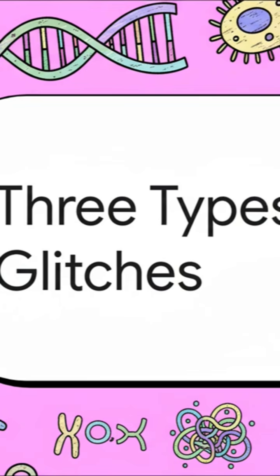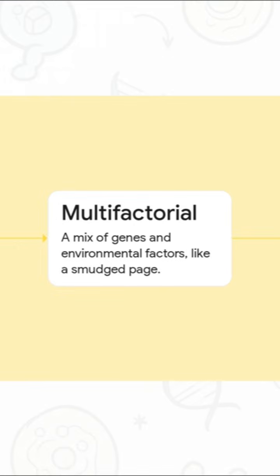All right, so when we talk about these glitches in our genetic blueprint, how do they actually show up? It turns out they pretty much fall into three main buckets. Let's break them down. First up, you've got single gene disorders. Think of this like one single misspelled word in that whole giant manual. It's a tiny change in just one gene, but it can have huge consequences. Think of things like cystic fibrosis or sickle cell anemia.